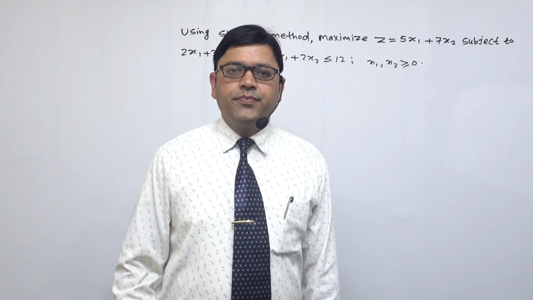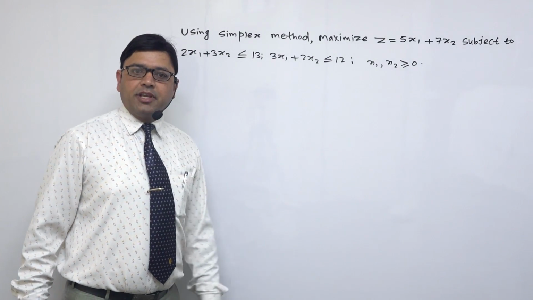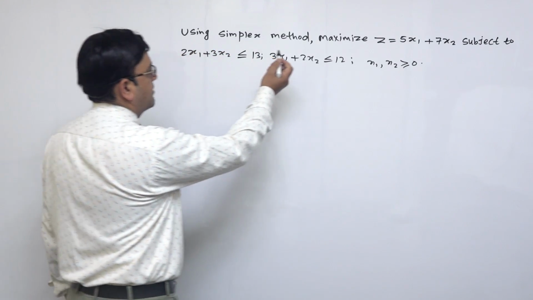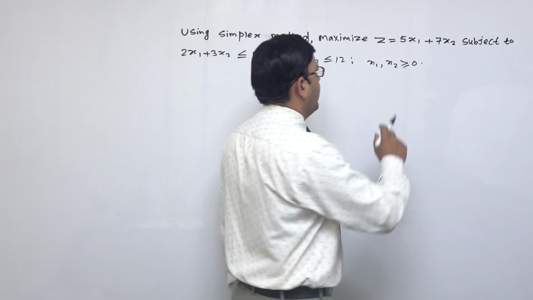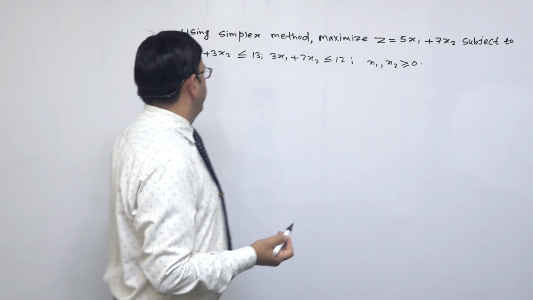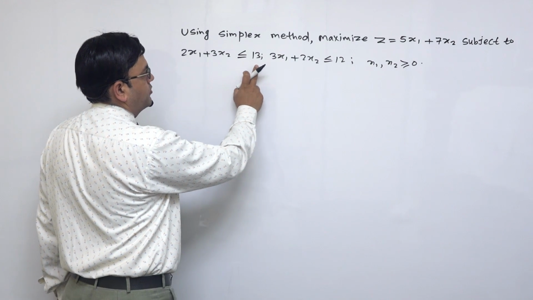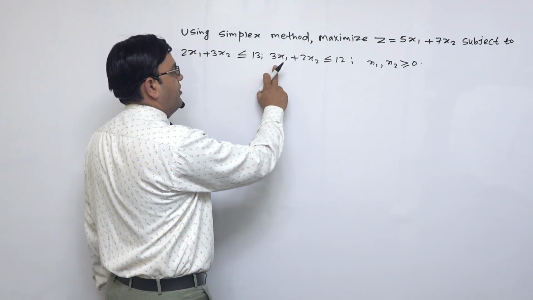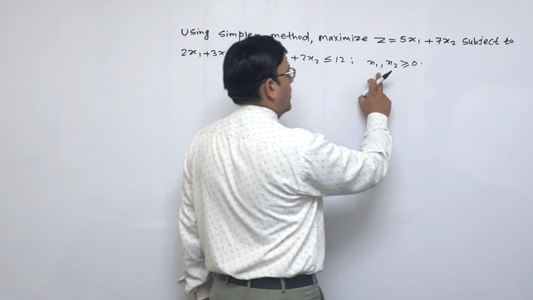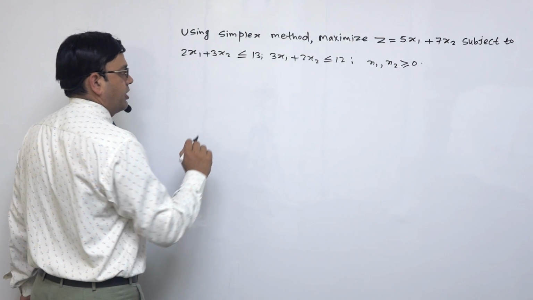Dear students, now we are going to start another linear programming problem. Our question is: using the simplex method, maximize z = 5x1 + 7x2 subject to 2x1 + 3x2 ≤ 13, 3x1 + 2x2 ≤ 12, and x1, x2 ≥ 0. Now how can we solve this question?